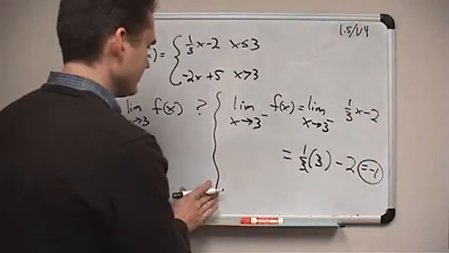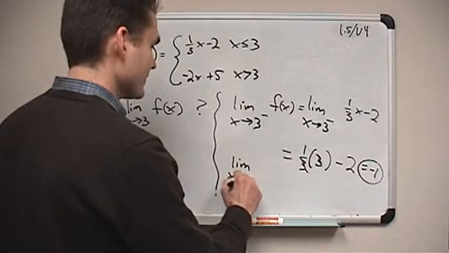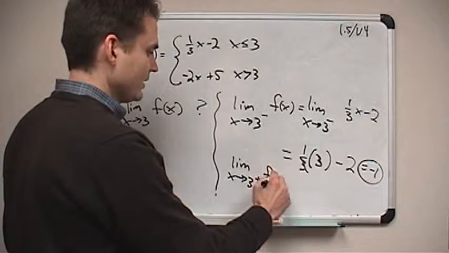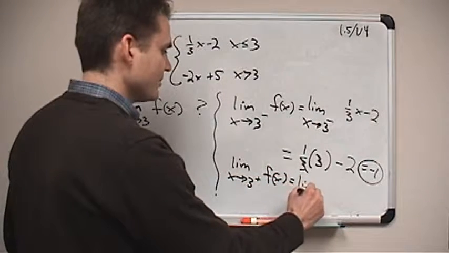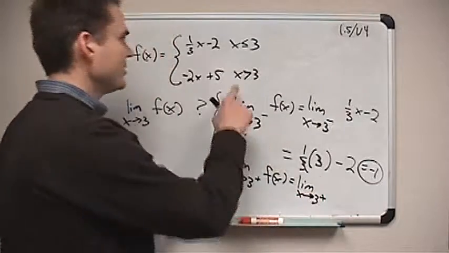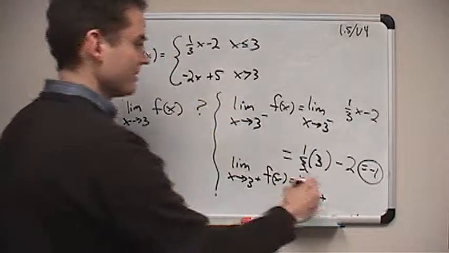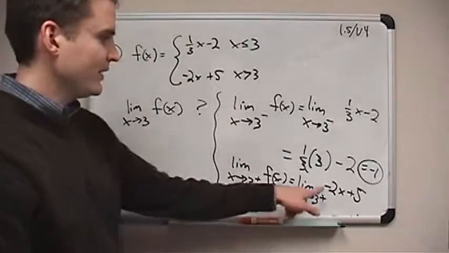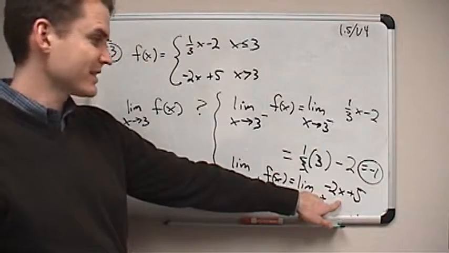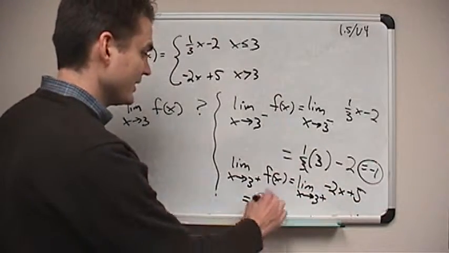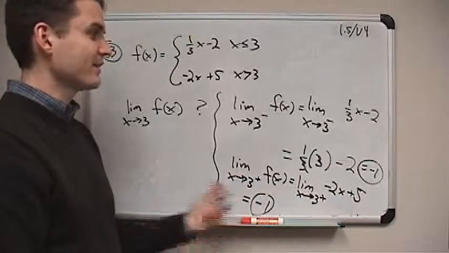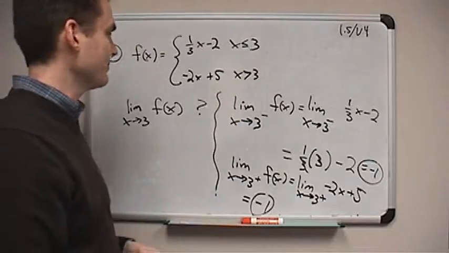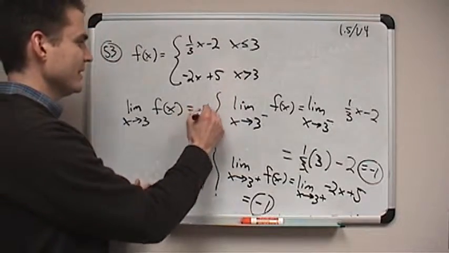Now, to the right of 3, we also need to see what happens. If these two limits don't agree, we'll have to say this limit's undefined. So to the right of 3, exact same idea, but now we're going to be using the other formula, because when x is bigger than 3, this is how we compute the function. -2x plus 5. Well, -2 times 3 is -6, plus 5 is -1. So it turns out that both of these pieces of the function approach the same value when x approaches 3 from the left and from the right. So this limit is -1.